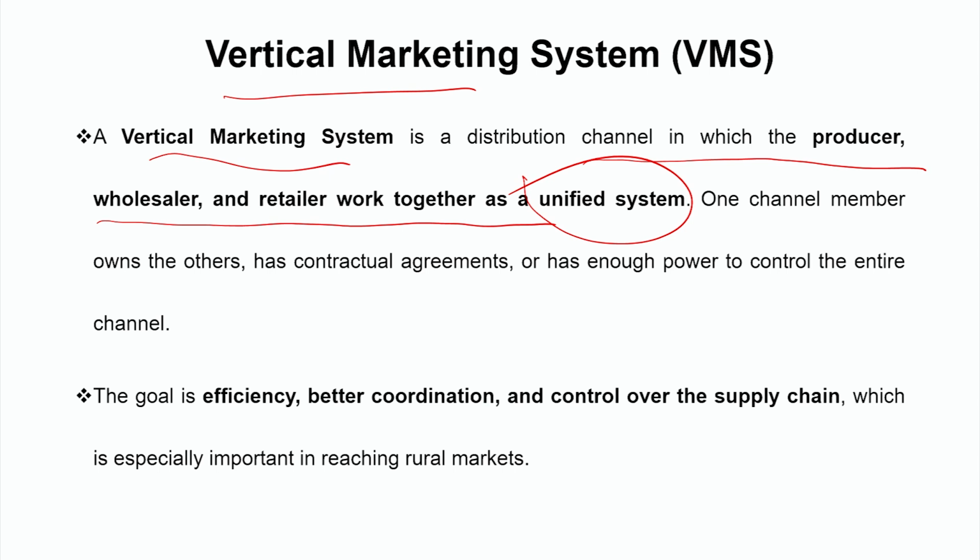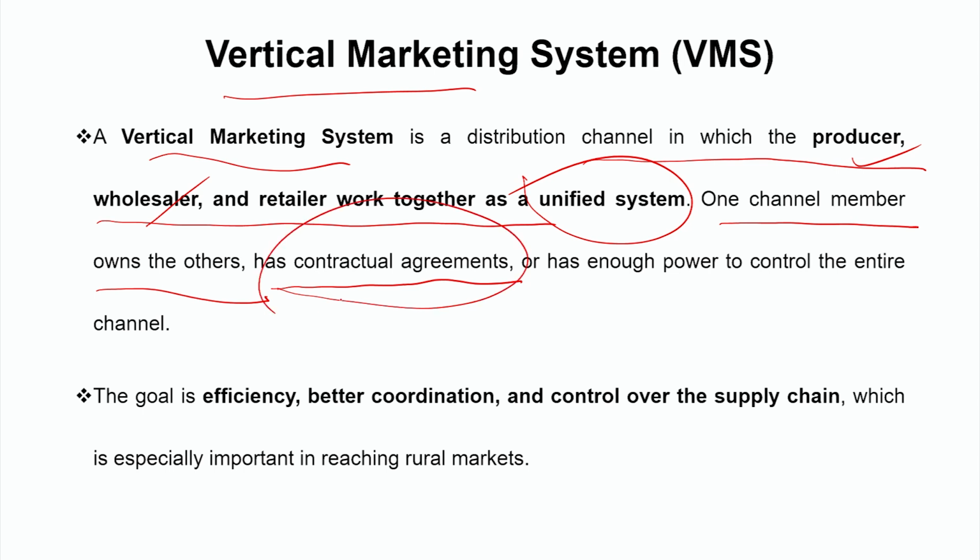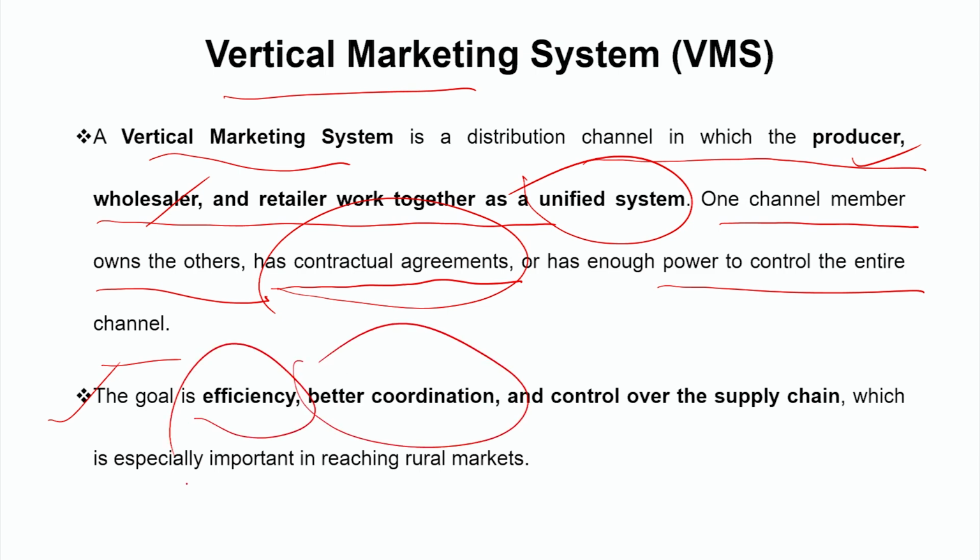What we see here is that one channel member owns the other, or has a contractual agreement. It means that there might be a producer and a wholesaler. They work together, bound by the contractual agreement, and they have the power to control the entire channel. These entities come together to form a unified system and deliver the distribution. The main aim of this system is efficiency, better coordination and control over the supply chain. Very, very important.